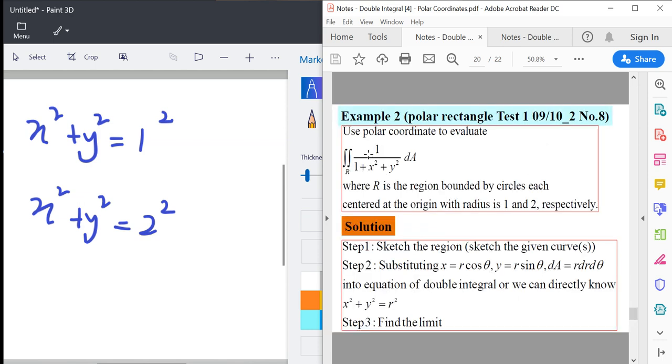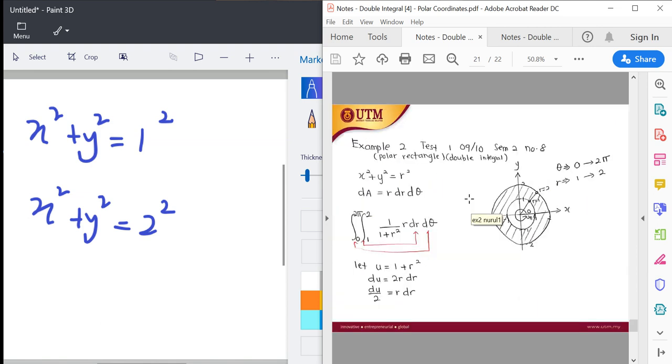From this, 1 over 1 plus x squared plus y squared is quite similar to the previous question, so we're going to get this one. The idea for the limits is quite different here. Since this one starts with r equal to 1 up to r equal to 2, the r here changes from 1 to 2. The angle is still the same because we take the whole circle, right?